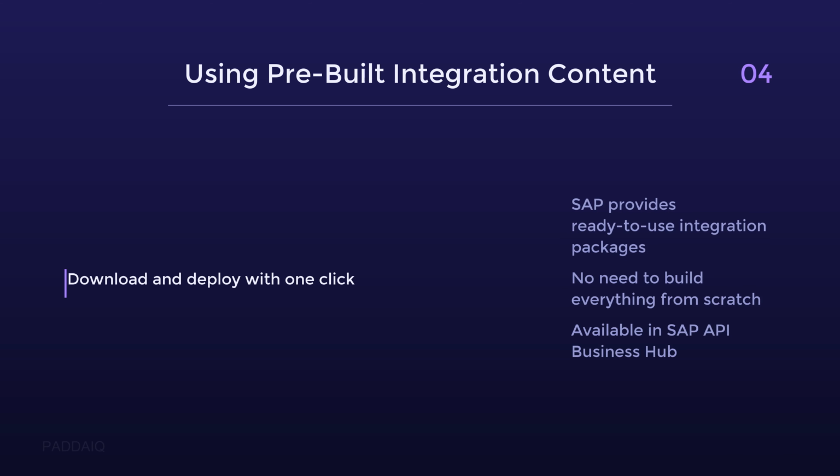Download and deploy with one click. This means SAP BTP's pre-built integration packages can be activated instantly without complex setup. For example, to connect Salesforce to SAP S/4HANA, you simply select the prepackaged integration flow and it is automatically configured and running. This one-click approach dramatically accelerates your integration projects.